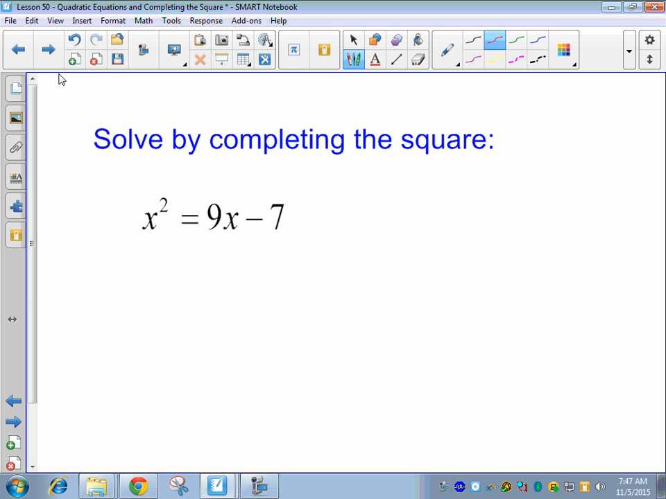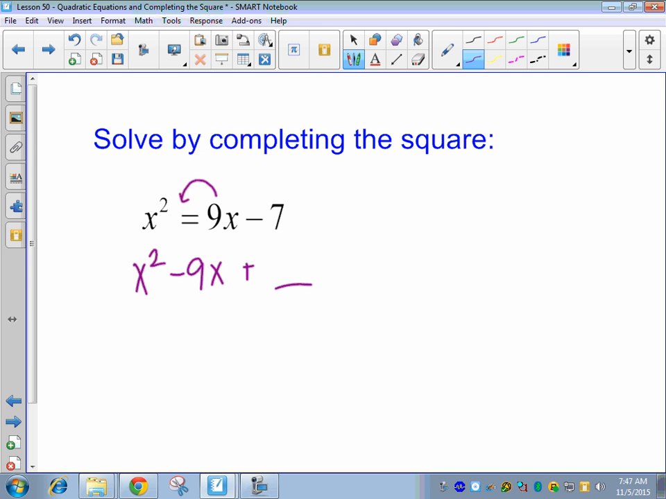Let's try one more. Okay, this one's all out of order. We're going to solve by completing the square. So the first thing is we want the x squared and the x piece on the same side. So that's a positive 9x. I'm going to move it over to the left-hand side, which makes it a negative 9x.